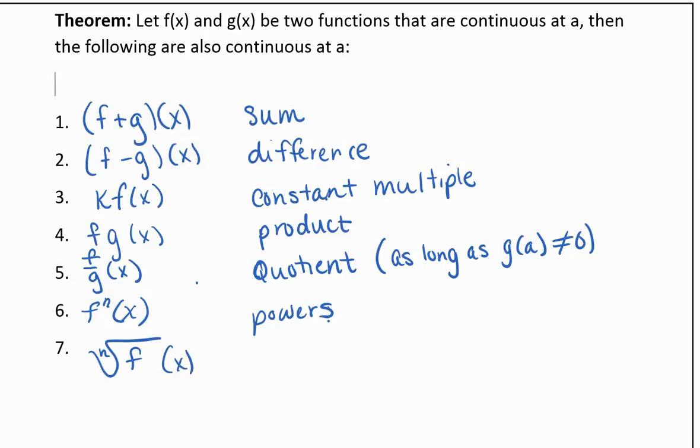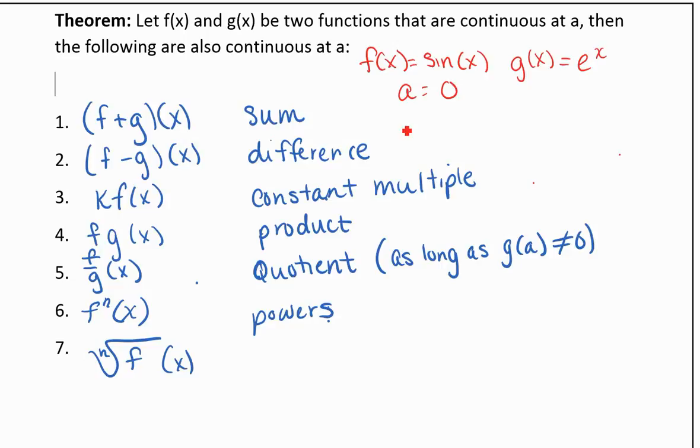Okay, so let's give an example here. We'll do it in red. So let's say our f of x was sine of x, and our g of x was e to the x. Okay, and let's just say our a is equal to 0. Okay, so sine of 0 is equal to 0, it's continuous there. E to the 0 is equal to 1, it's continuous there.